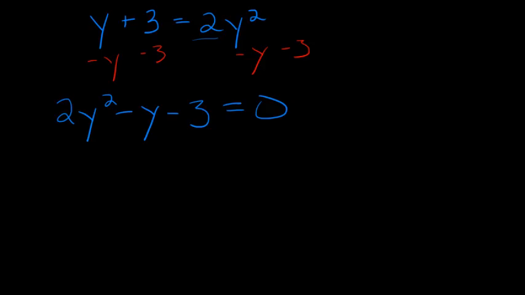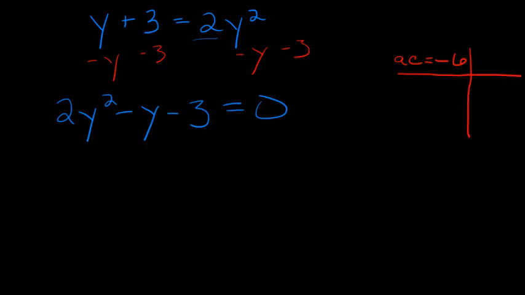I would quickly look for GCFs. I don't see any. I would look for perfect square trinomials. 2y squared is not a perfect square, nor is -3, so I know this is not a perfect square trinomial. So I'm going to resort to the AC method. I'm going to say, okay, what does AC equal? Note that this means A times C. When you don't write an operator between things, it means there's multiplication. A is 2, C is -3, so AC equals -6.